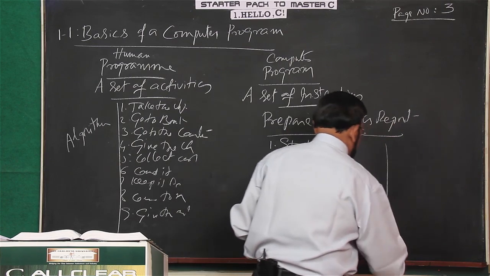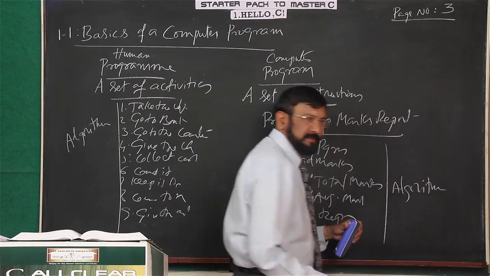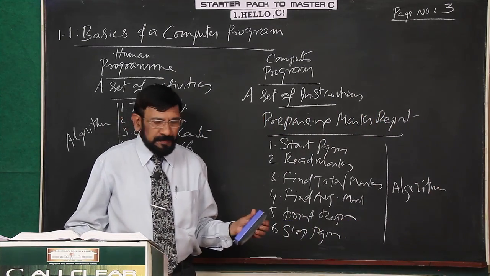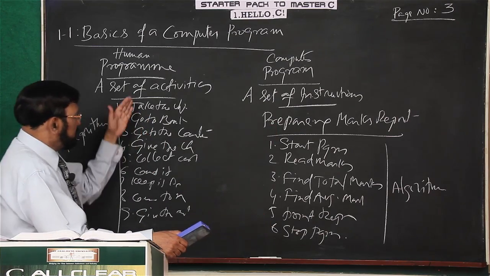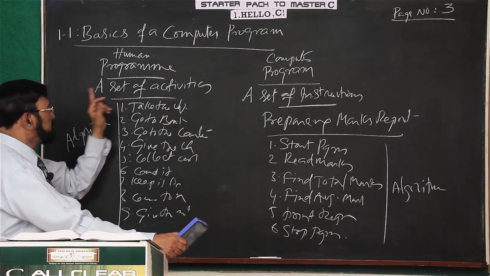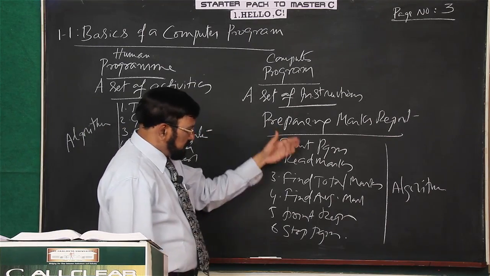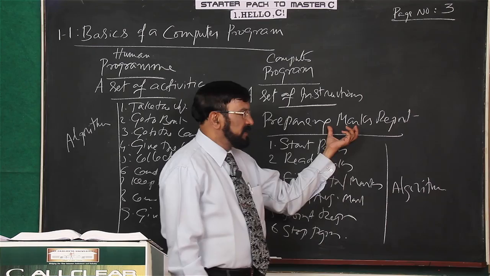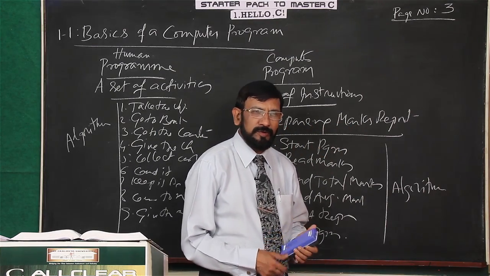This is the algorithm for this. Now, algorithm means the steps involved in implementation of a task. Now you see the steps involved in implementation of the task: withdrawing cash from the bank, and preparing a marks report.